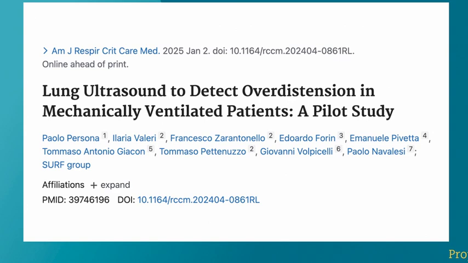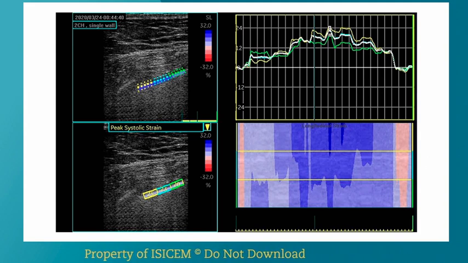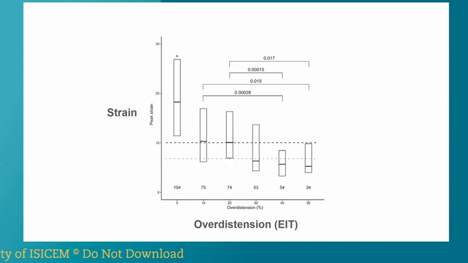So it would be very, very cool if we could also use lung ultrasound to detect overdistension in mechanically ventilated patients. And there have been some attempts at this, most prominently trying to quantify the strain of the pleural movements by speckle tracking. And this has recently been correlated to overdistension indices as quantified by electrical impedance tomography. You can probably have a whole discussion about how good that would be, but at least there is a good correlation here.